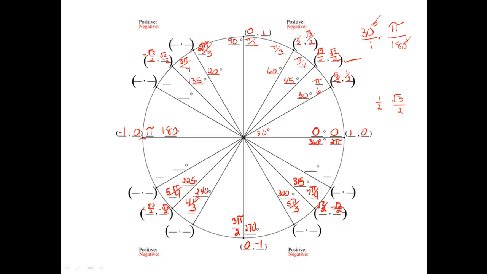So now let me fill in the 1/2 square root of 3 over 2. So 1/2 square root of 3 over 2, and the x's are negative in the second quadrant. Down here, 1/2 square root of 3 over 2. And this time they're both negative because I'm in the third quadrant. And 1/2 square root of 3 over 2, and this time the x is positive and the y is negative because I'm in the fourth quadrant.